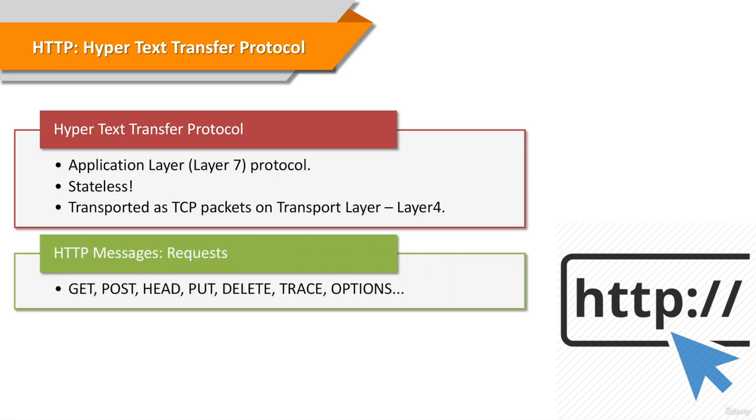So the most used HTTP request is GET. A GET request is designed to request server resources. With this type of request, the parameters are sent to the server inside the URL.